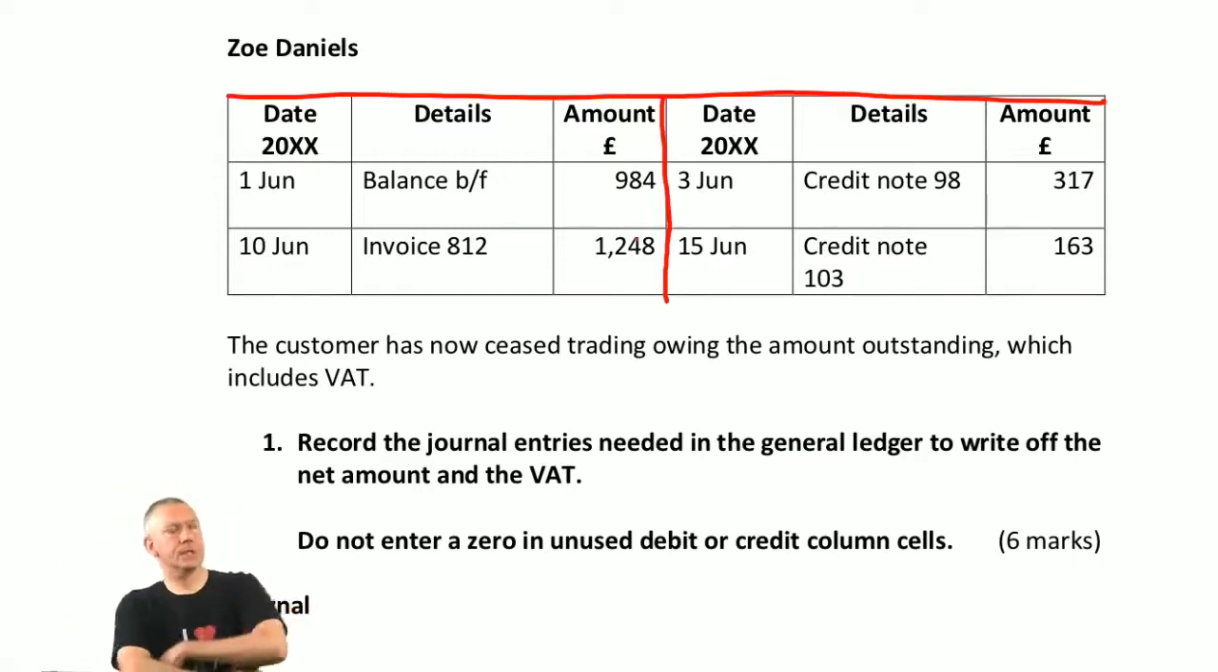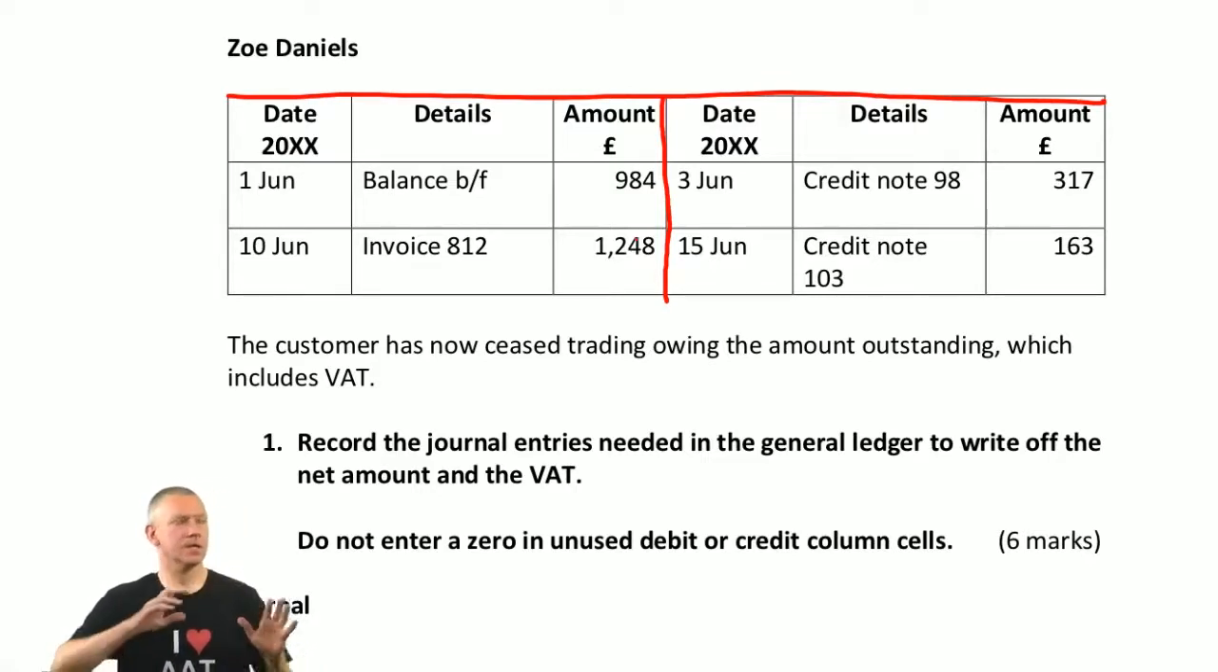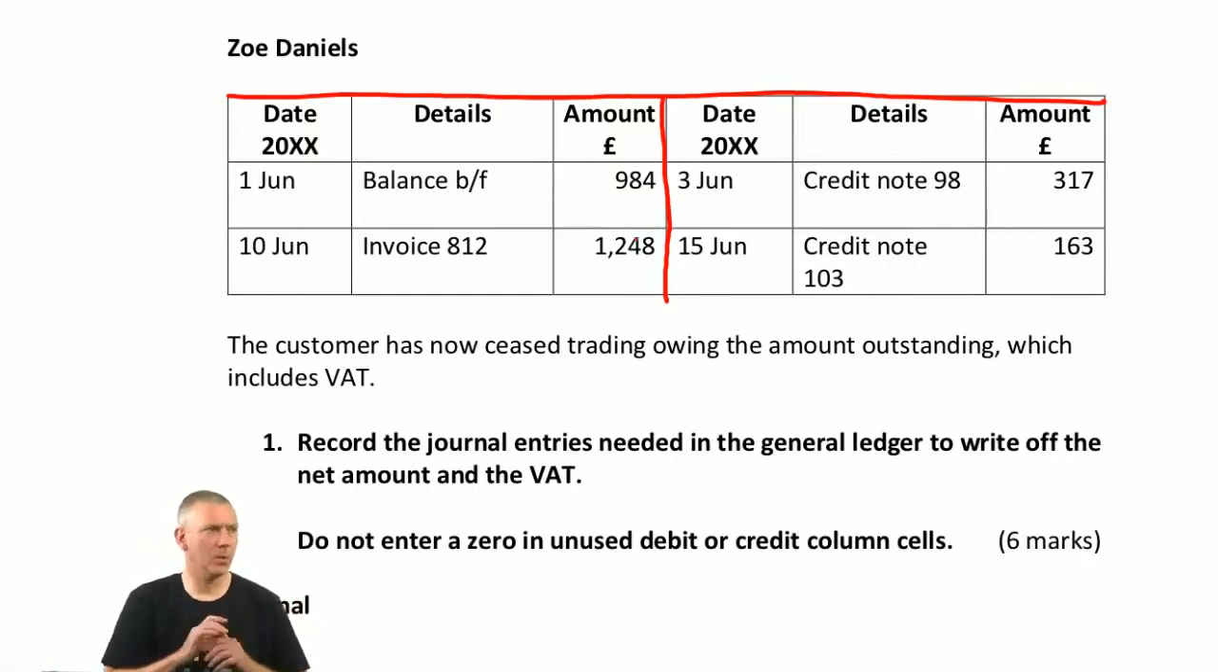This process of writing off a receivable generally goes by the more common currency of bad debts. So we're going to record a bad debt. Now let's have a look at the requirements to find out how we're going to record this bad debt.